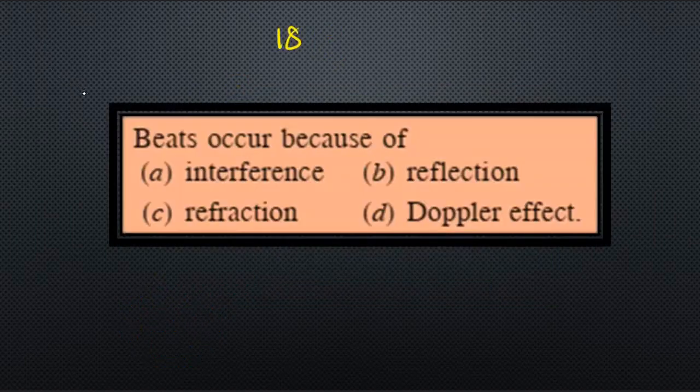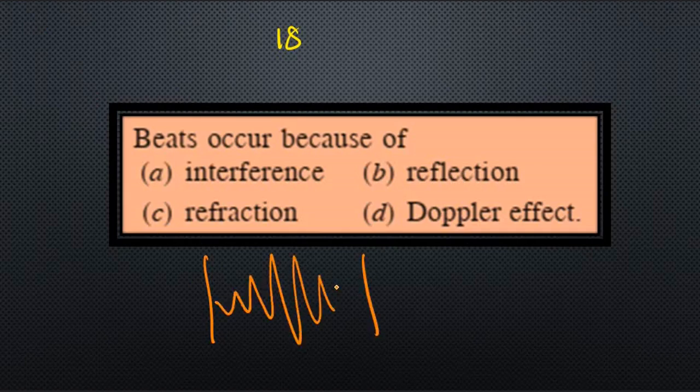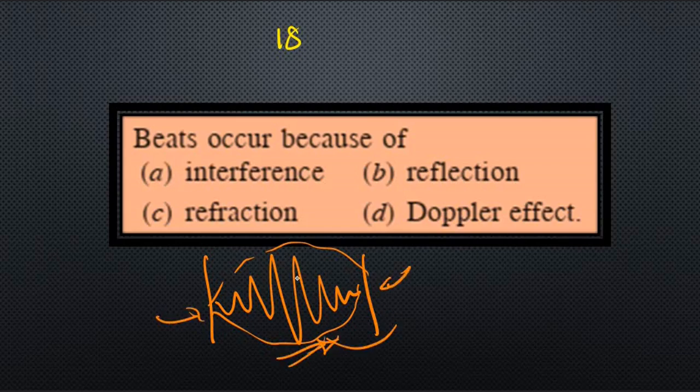Moving into 18th question. Beats occur because of interference, reflection, refraction, Doppler effect. I hope you know the answer for this. Beat occurs because of constructive and destructive interference. So if this is a beat, one beat, here we have destructive interference and here we have constructive interference. So it's basically interference. Answer A.